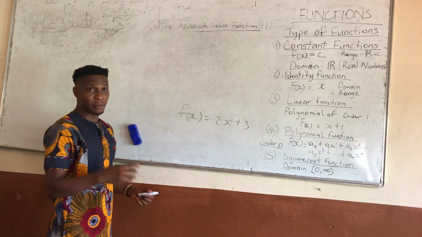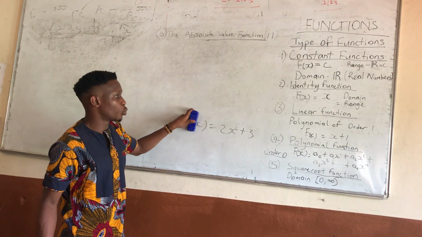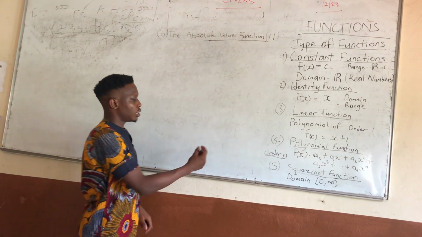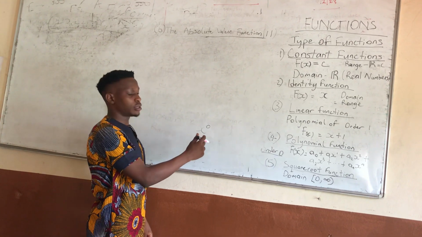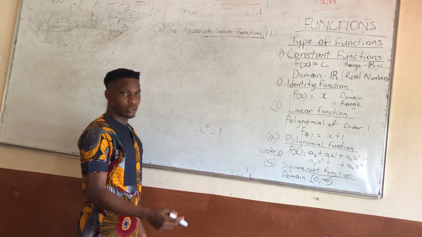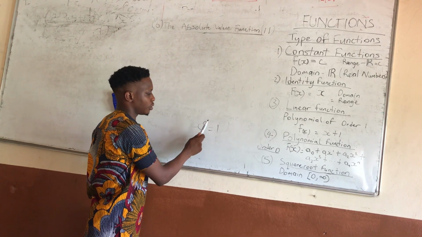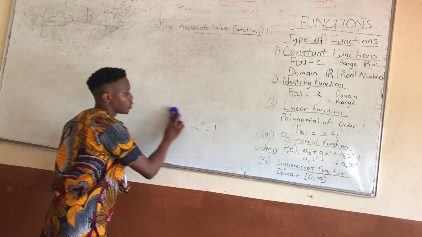So they will ask you, polynomial of order 0 is what? That's a constant function because with order 0, x raised to the power 0 is equal to 1. So polynomial of order 0 is giving us 1, and that's a constant function.